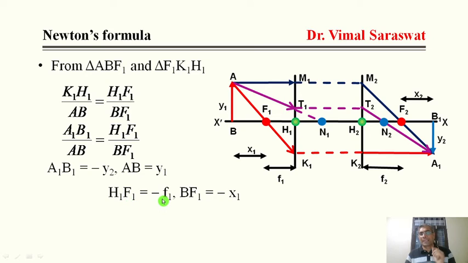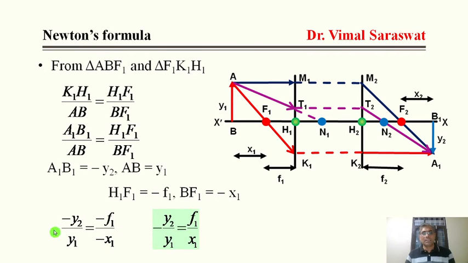So H1F1 equal to minus f1, and BF1 is equal to minus x1, because this is also measured in the opposite direction of incident ray. So by substituting these values in this equation, we get minus y2 upon y1 equal to minus f1 upon x1, or minus y2 upon y1 equal to f1 upon x1, because this negative sign and this negative sign will be cancelled out.